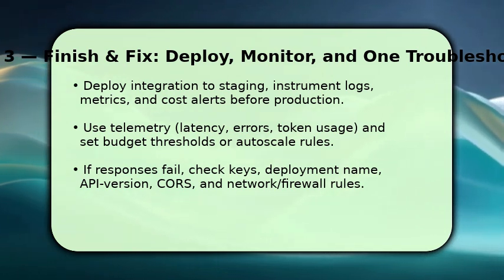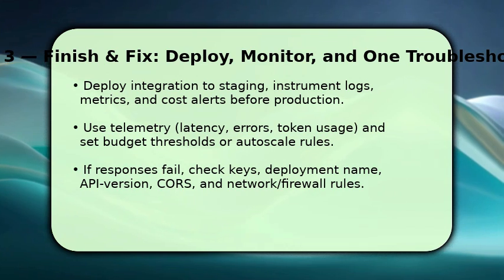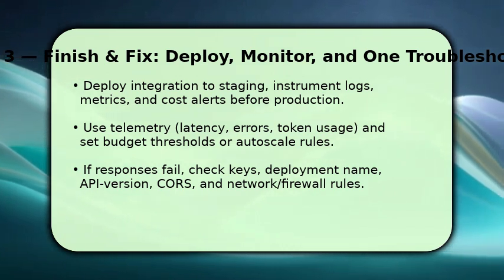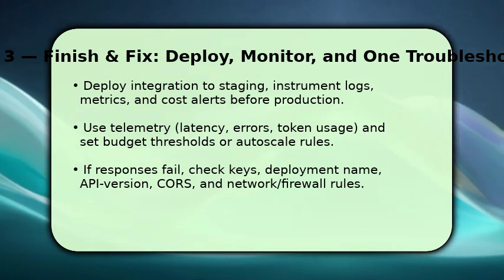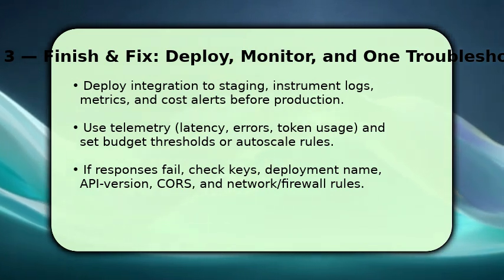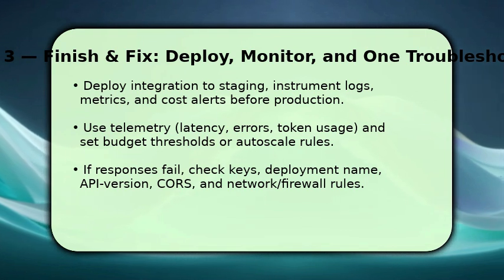If something goes wrong, start with the quick checks. Validate the API key or managed identity, confirm the deployment name and API version, and inspect network or CORS rules. These resolve the majority of failures quickly and let you resume service without delay.